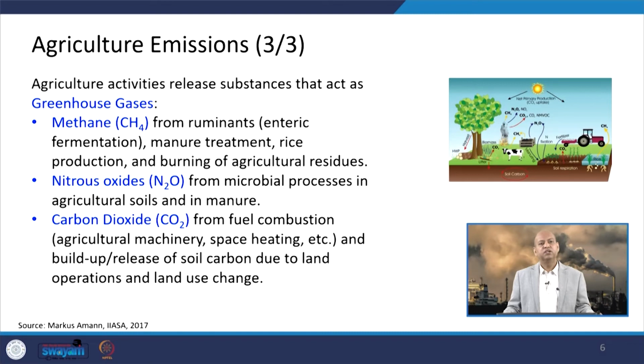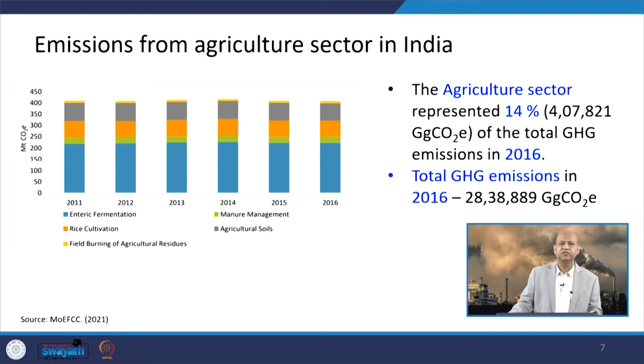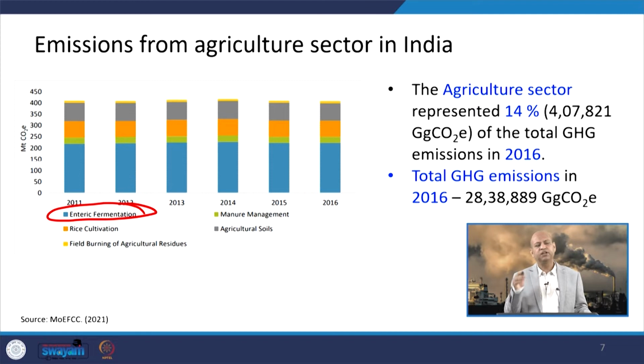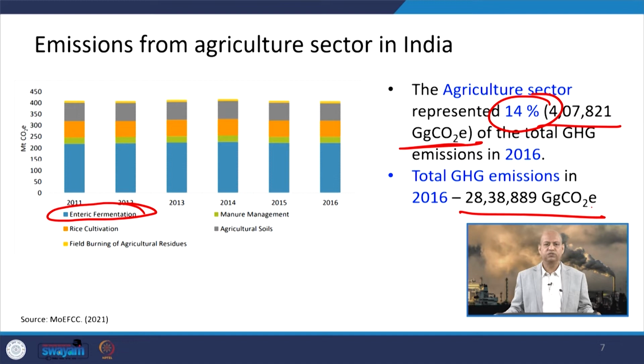Of course, among greenhouse gases, methane, nitrous oxide and carbon dioxide are there from all these different activities we just discussed. When we talk about emissions from the agriculture sector in India, this bar diagram shows that enteric fermentation is the dominating source of CO2 equivalent. When we talk about greenhouse gases, we represent them as CO2 equivalent, converting them using global warming potential. This is in gigagrams of CO2 equivalent, and it is basically 14% of the total greenhouse gas emissions in 2016; this was the total from different sectors, and the agriculture sector was responsible for 14%.